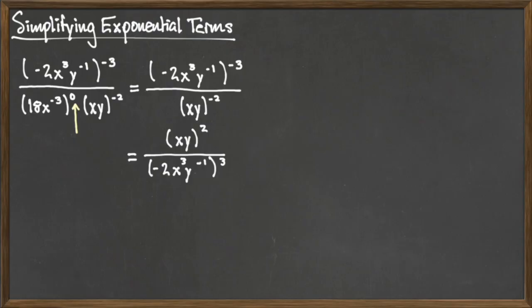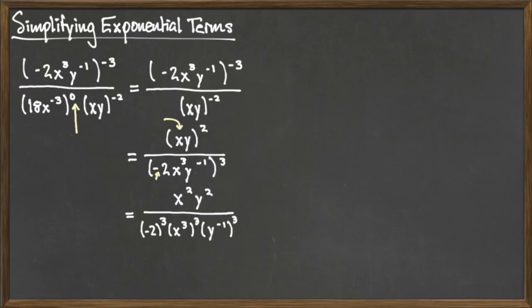exponents on the outside. Next, we're going to apply that power of 2 to the x times y, and then that power of 3 to the quantity downstairs. Since everything inside these parentheses is a product, we can apply those powers to each term within. This gives me x squared times y squared divided by negative 2 to the 3rd times x to the 3rd to the 3rd times y to the negative 1 to the 3rd.